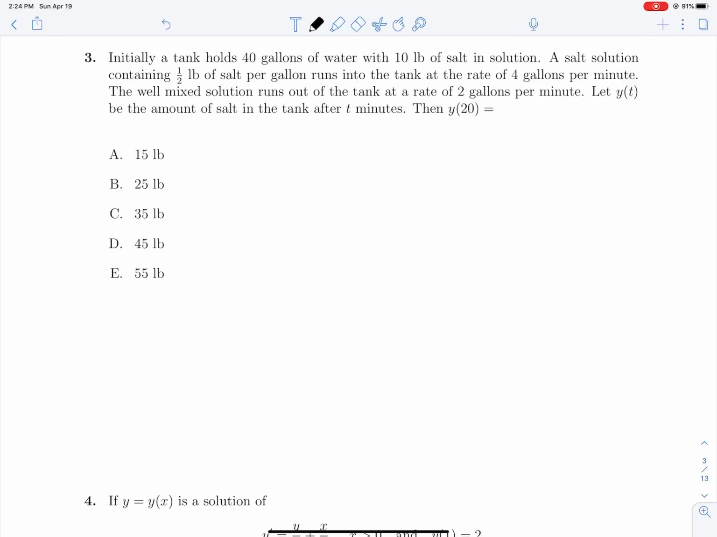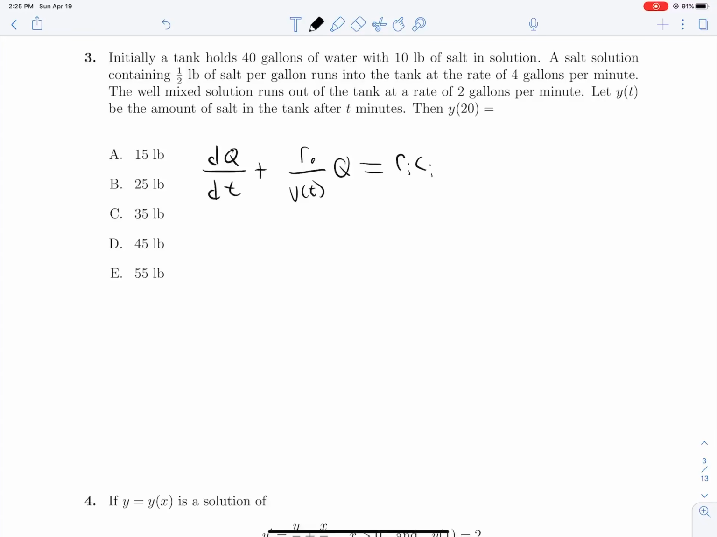3, we have a salt tank problem to deal with. We know that the equation that we use every time for this is dq dt. Usually they call it q. Apparently this semester they chose to call it y, but I'm using q because that's what you'll see more often recently. dq dt plus r0 over v of t times q is equal to ri ci.